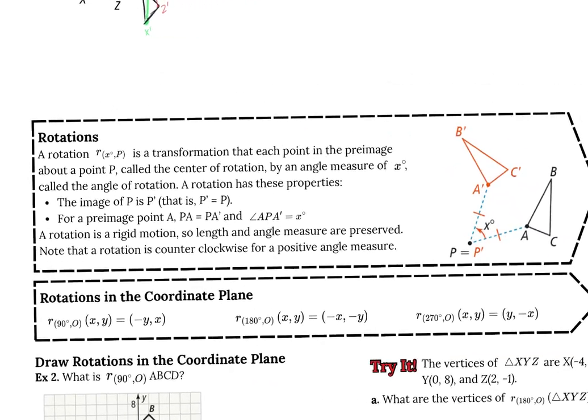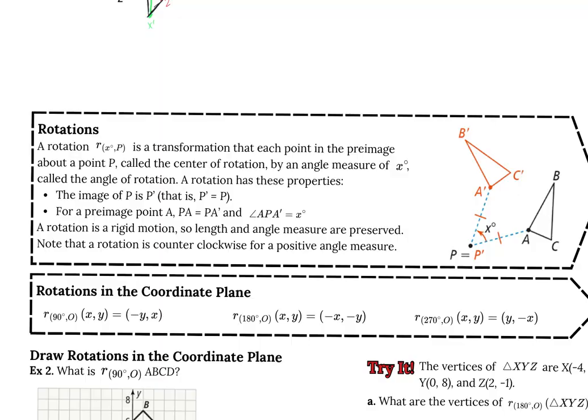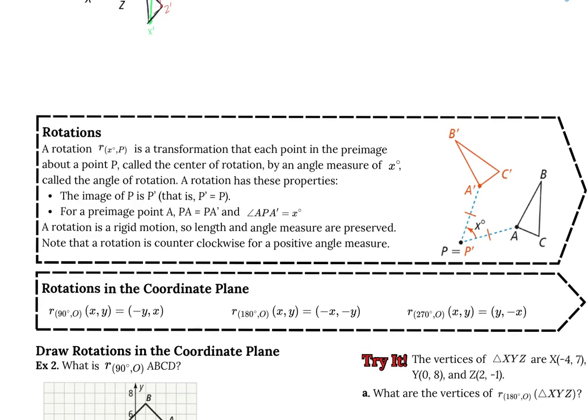Okay, rotations. Okay, so a rotation is a transformation of a pre-image around point P by a certain angle measure. Okay, so P is always the same as P prime. Okay, and if we have a positive angle measure, we're always going to move counterclockwise. Okay, to make it a little bit simpler when we're dealing with rotations in a coordinate plane, we have a couple of rules to simplify this.